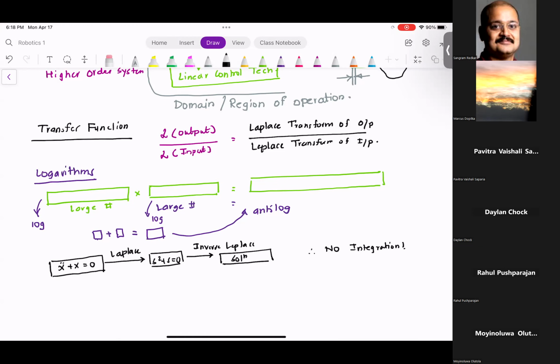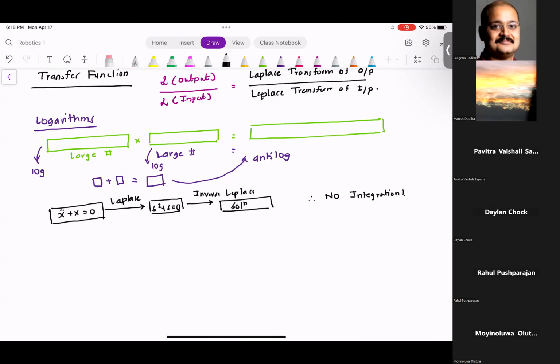So what Laplace transform does is it takes a differential equation and converts that into an algebraic equation. So what logarithm does to multiplication, Laplace transform does to differential equation. Now, one thing I want you to understand is that Laplace transform can be used for linear differential equations.